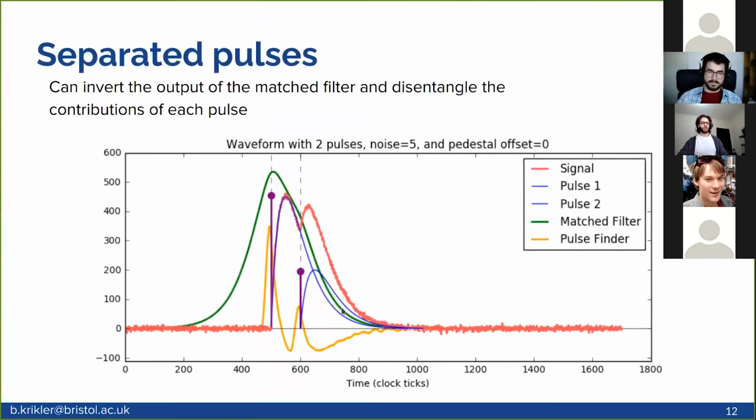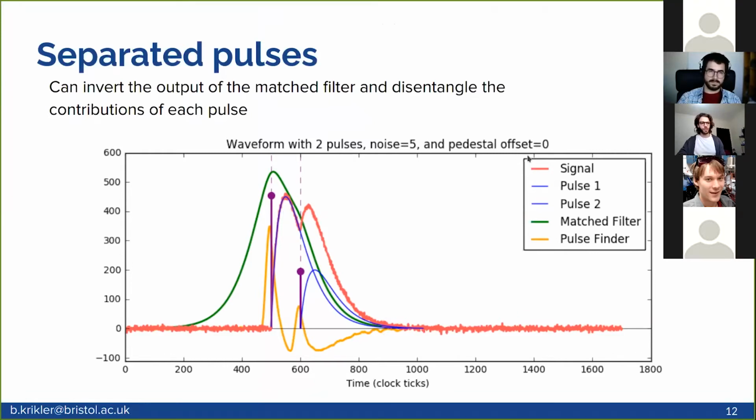And this is a graphical version of this. You can see the green line is the match filter, the orange line is the pulse finder. And then when you do this inversion, you recover both the time and now also the amplitudes. So the purple dots correspond perfectly to what the true pulses were behind.